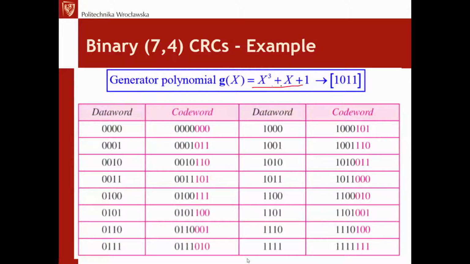We can have different polynomials. For example, with this polynomial x to 3, x and 1, so 1011, an input of 000 divided by this polynomial gives a remnant of 000, 0001 gives a remnant of 011, and so on. As you can see, this is additional information added to our initial data, and then the receiver expects that when the information is 0110, the remnant, the checksum, is 001.